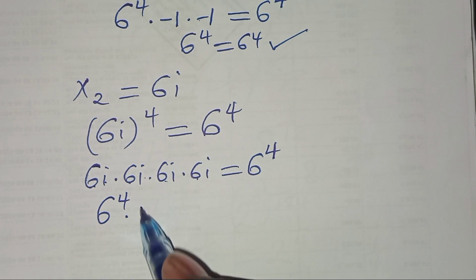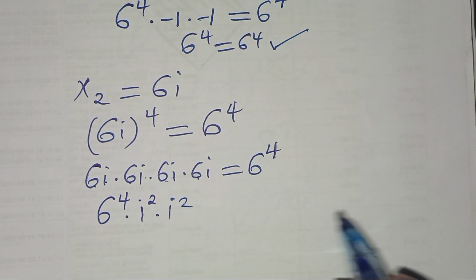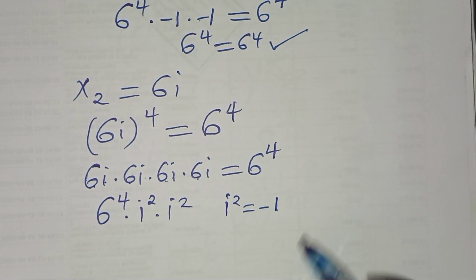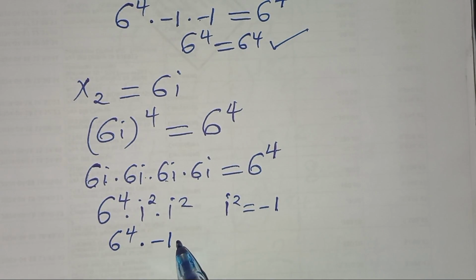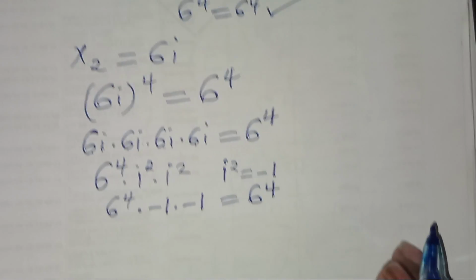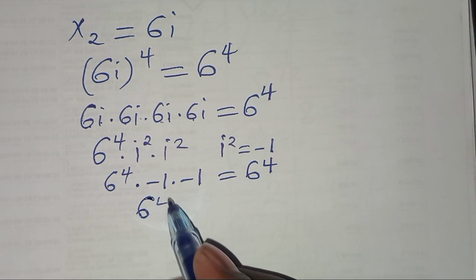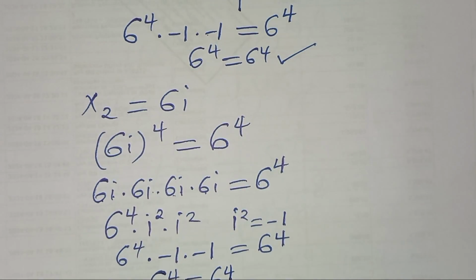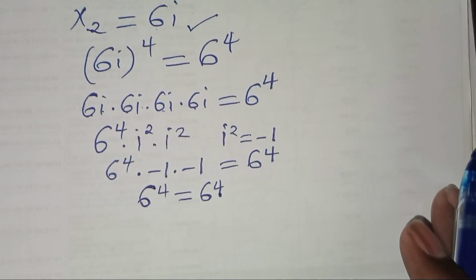Times i times i, this is i squared, multiplying by i times i, which is i squared. But i squared is equal to −1. Now that implies that here we have 6 to power 4 multiplying by −1, multiplying by −1. This should be equal to 6 to power 4. So −1 times −1 is positive 1. And therefore 6 to power 4 is equal to 6 to power 4. And that implies that x2, which is 6i, satisfies the equation.